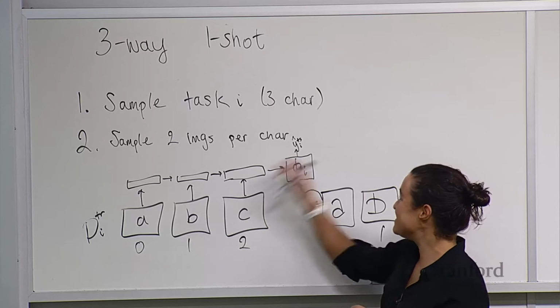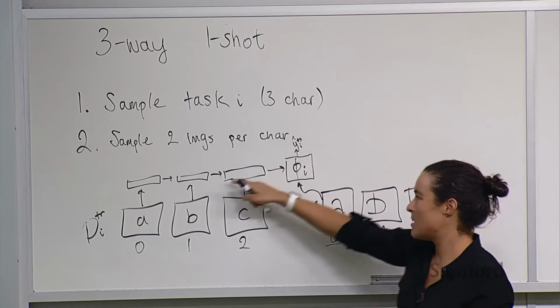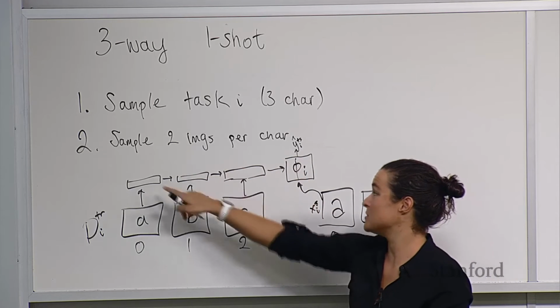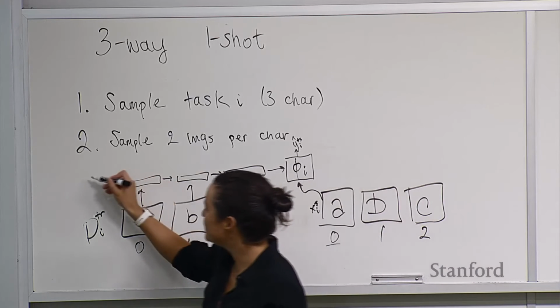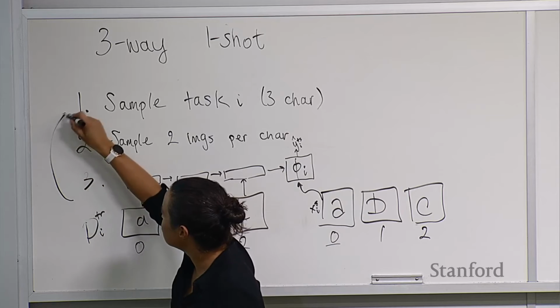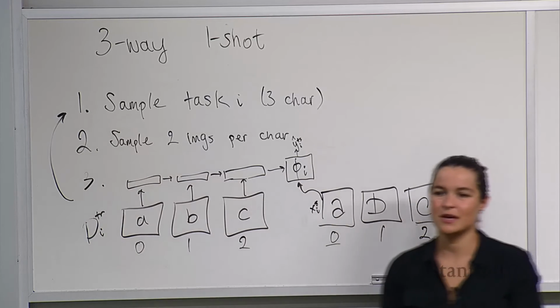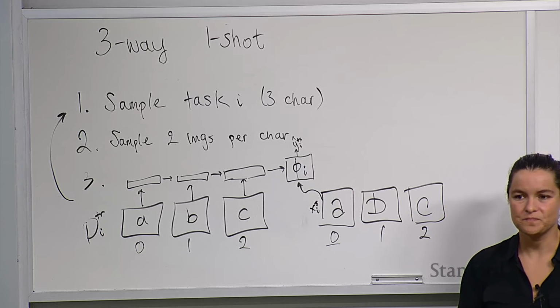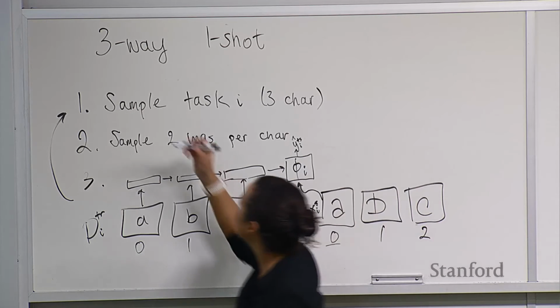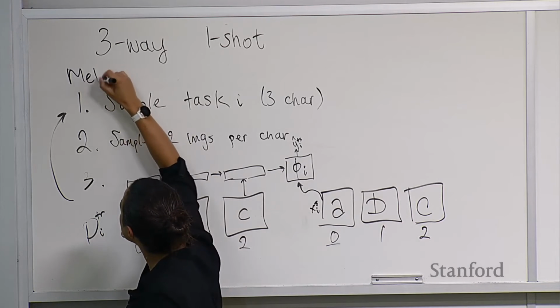And then once we backpropagate into the neural network and update the parameters of this network, which will be the parameters theta, this is step 3. Then we'll go back to step 1, sample another task, and iterate the process. So this is the meta training process.